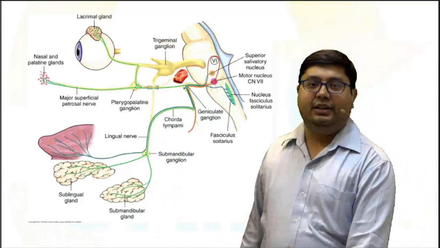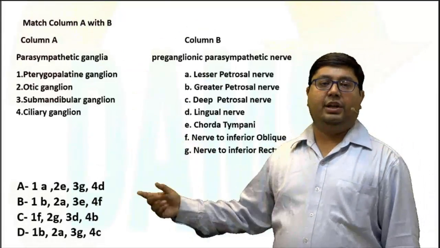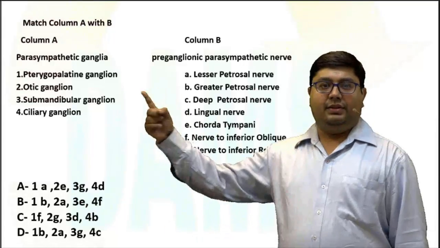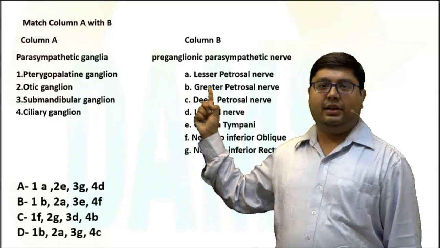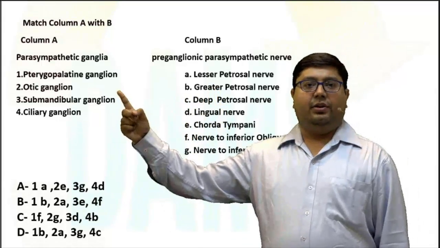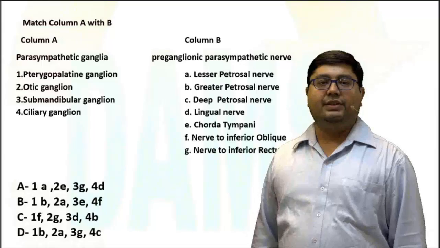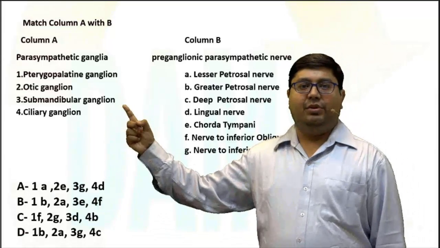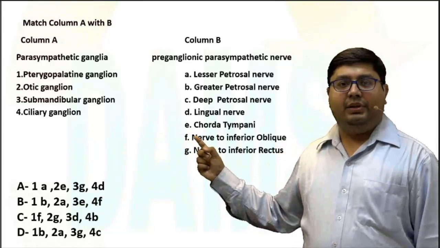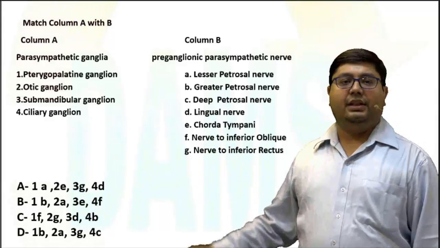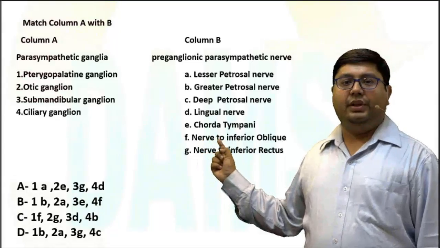So now that we have learned the preganglionic fibers for all the ganglia, let us look at the question again. Now try to match. If we look at choice one, the pterygopalatine ganglion, what should be our answer? The greater petrosal nerve, that is B. Second, the otic ganglion receives the fiber from the lesser petrosal nerve, that is choice A. Then the third, the submandibular ganglion, receives the fiber from the chorda tympani, that is choice E. Then we have the ciliary ganglion that receives the fibers from the nerve to inferior oblique.